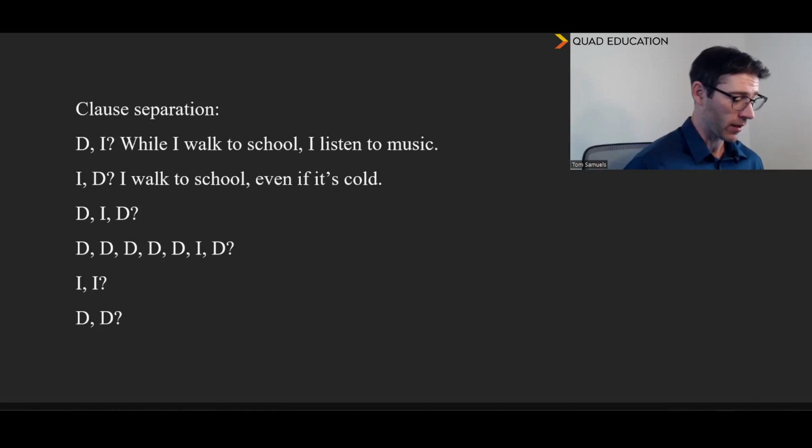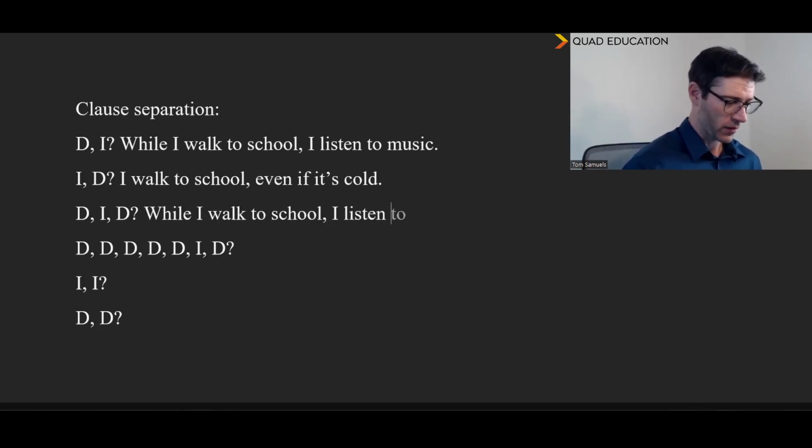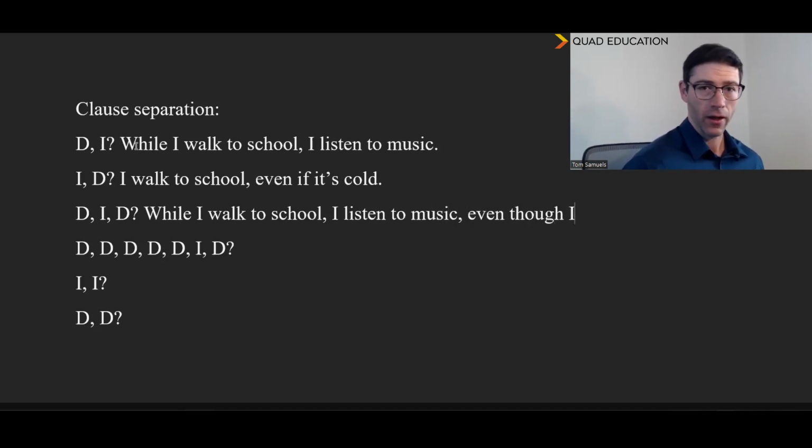Well, what about dependent, comma, independent, comma, dependent? Is that all right? Yes, that's also okay. That would be something like, while I walk to school, I listen to music, even though I'd prefer to be driven.